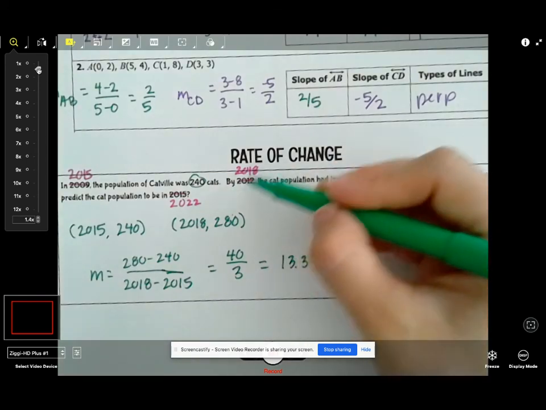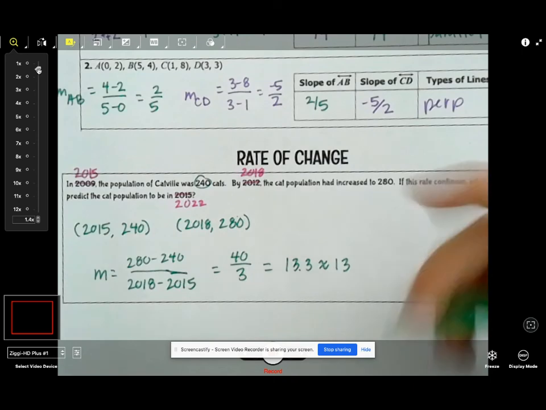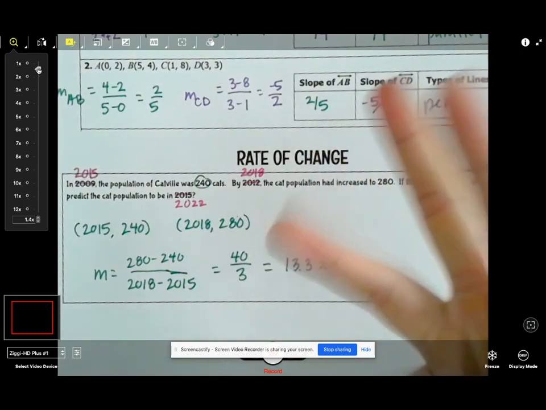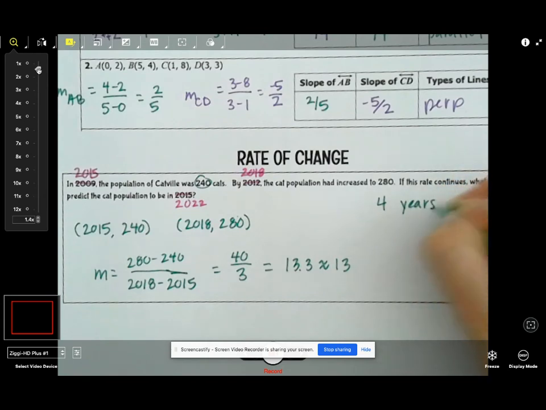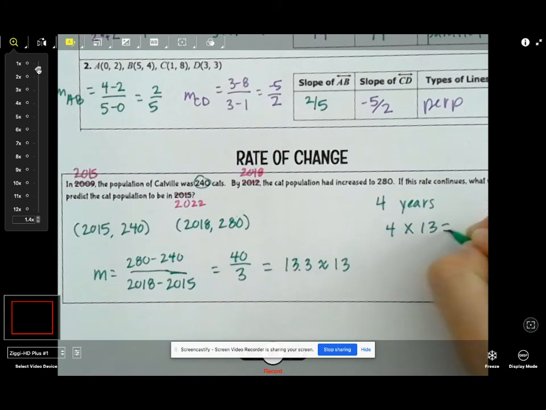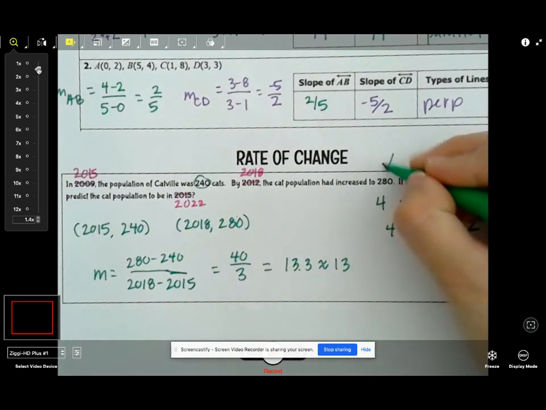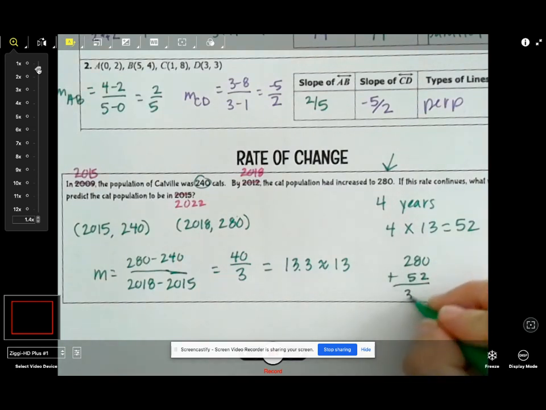So now we got to think, how many years are between 2018 and 2022? Well, 2019, 2020, 21, 22. So there are 4 years between 2018 and 2022. So 4 times 13 gives us 52 cats. What was our population in 2018? It was 280. So 280 plus 52 gives us 332 cats.